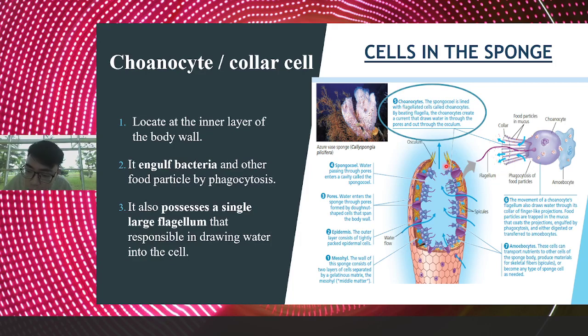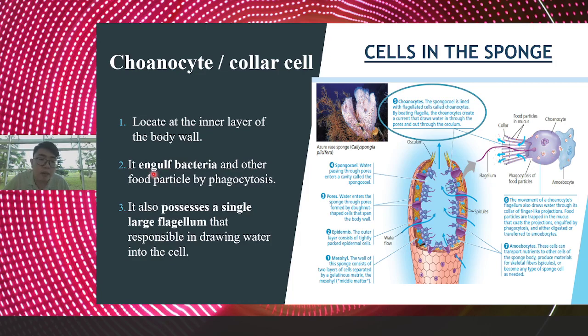Okay, choanocyte, which are the choanocytes? Yang ni, if you see this big picture, yang ni, ini circle punya. If you cannot see this, you see the magnifying picture. Yang ni, big purple color is called choanocyte. Okay, what do the choanocytes do? So choanocyte is located at the inner layer of the body wall. It has the body wall, but it is located in the inner layer part punya.